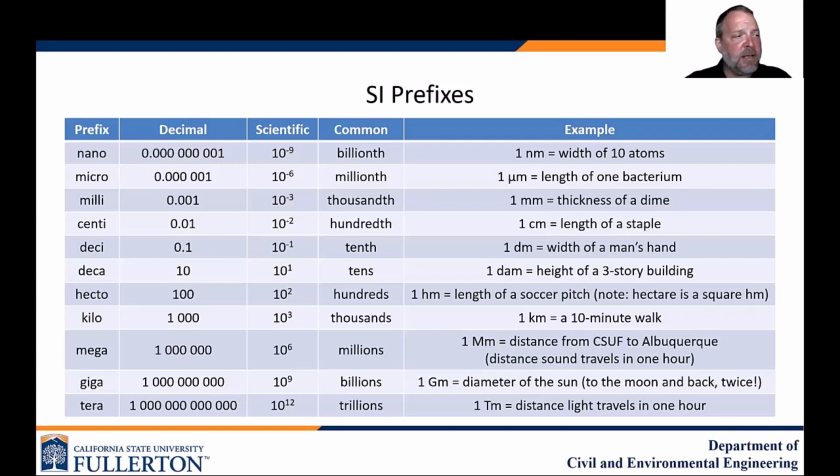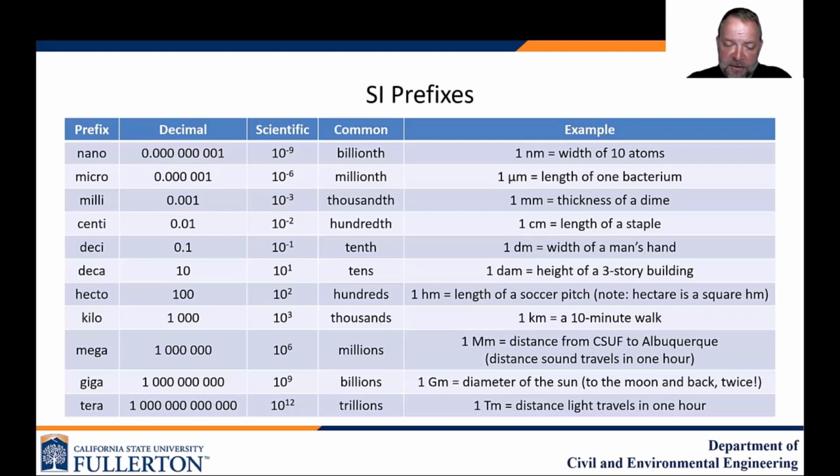And just a little note here, sometimes we use hectares in engineering, and a hectare is an area that's equal to a square hectometer. So like hectometer, you break it down, it turns into hectare. So that just means 100 meters on the side. So a hectare is 100 squared, 10,000 square meters.